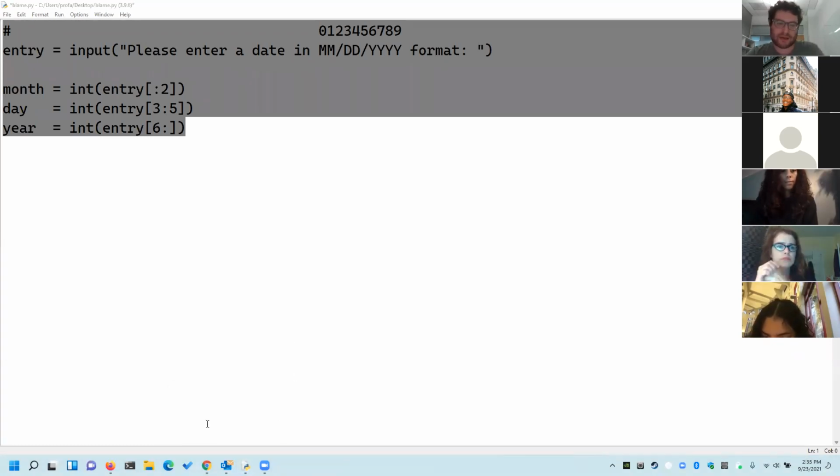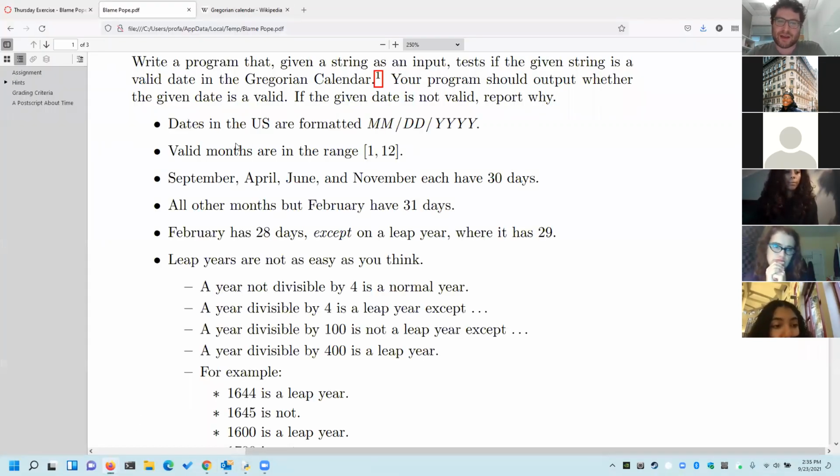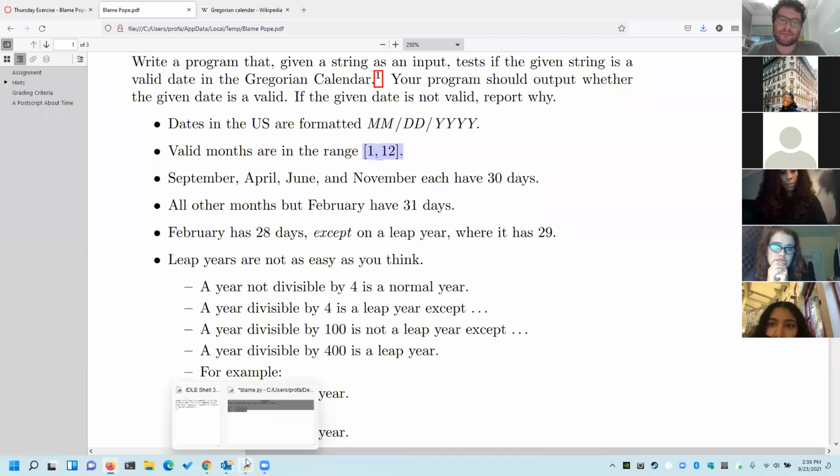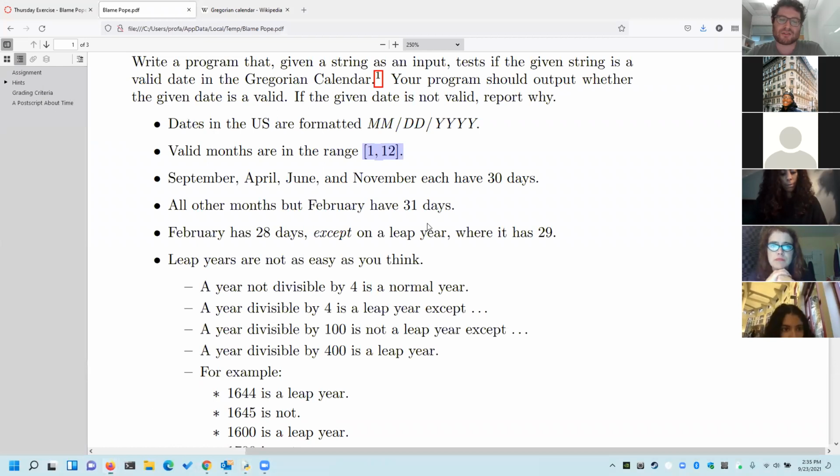Actually, not quite yet. So now what's our next step on this horrific journey into calendars and time? Valid months are in the range 1 through 12. Okay. So, if we read on, we could just program it in, but we can really just categorize our months into different categories based on how many days they have.